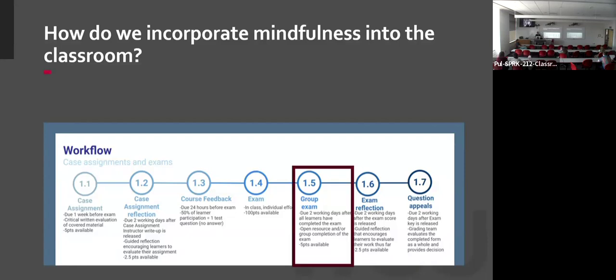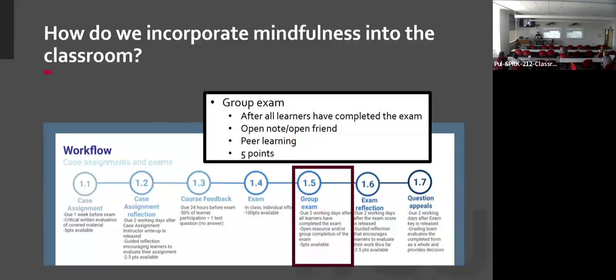So the first thing I want to talk about is the group exam. It's a little different. I 100% stole this from Jeff Abbott in the DVM program as well. So I'm not taking credit for this, but I want to talk about it because it works. After the exam, which is an in-class individual effort, it's actually the only individual effort in my entire course, I open up, after all learners have completed the exam, the group exam, which is the exact same material.